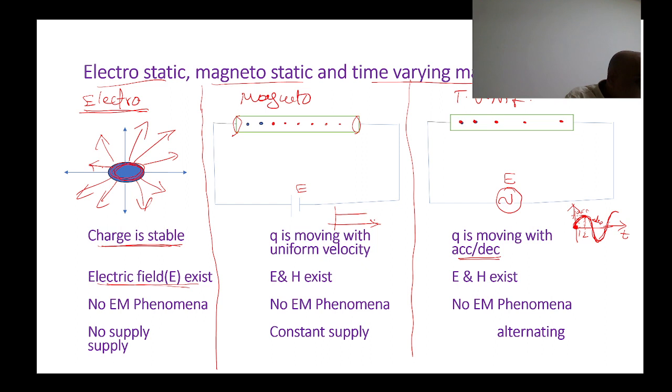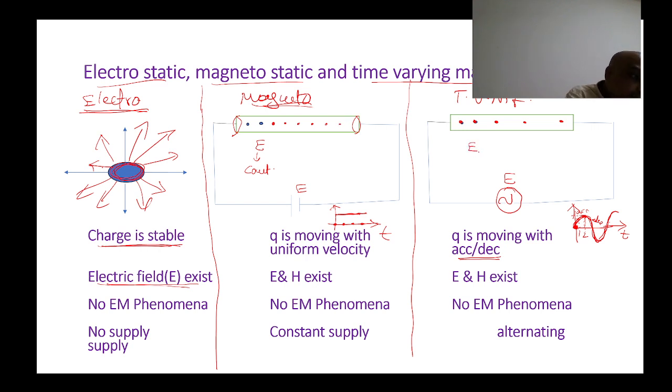Here in the case of magnetostatics, with respect to time, the applied field is always constant. At t equals 0, the same field. At t equals 1, the same field. At t equals 2, the same field. At t equals 3, the same field. Means the applied field is constant. Clear? So if the applied field is constant, the charge particles are uniformly moving with equal distance.